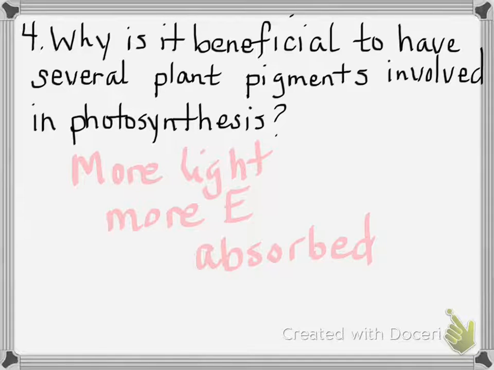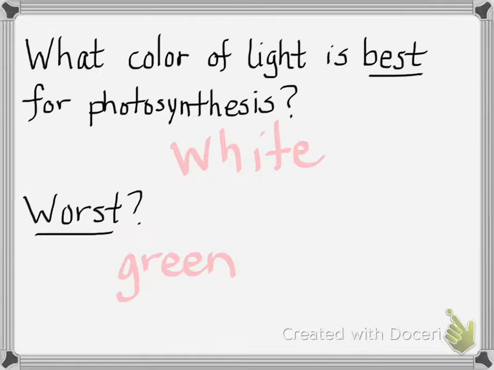Okay, how about the last part of number 4? Given your answer of why plants would have multiple pigments, what color of light is the best light for photosynthesis? White. Nikki's correct. Why is white light the best color? It's carrying the most energy. It's carrying the most energy because it's all the colors. What color of light would be the least favorable for photosynthesis? Green. How come? Do plants absorb green? No, they don't absorb green. They reflect it. So white is the best, green is the worst.